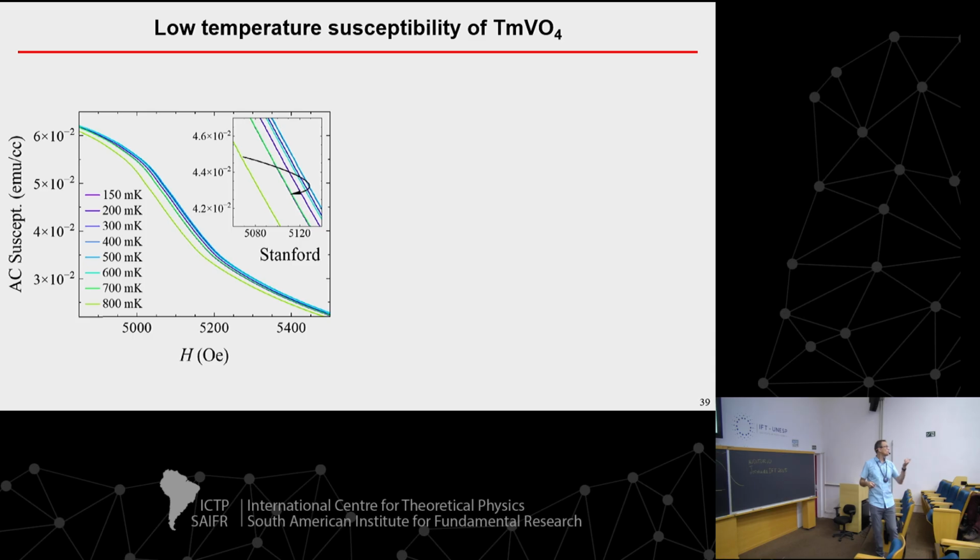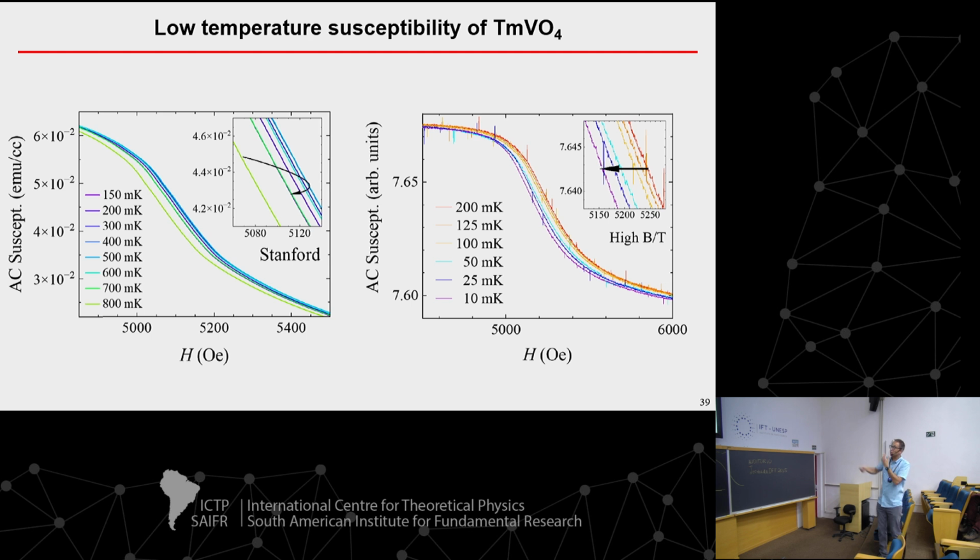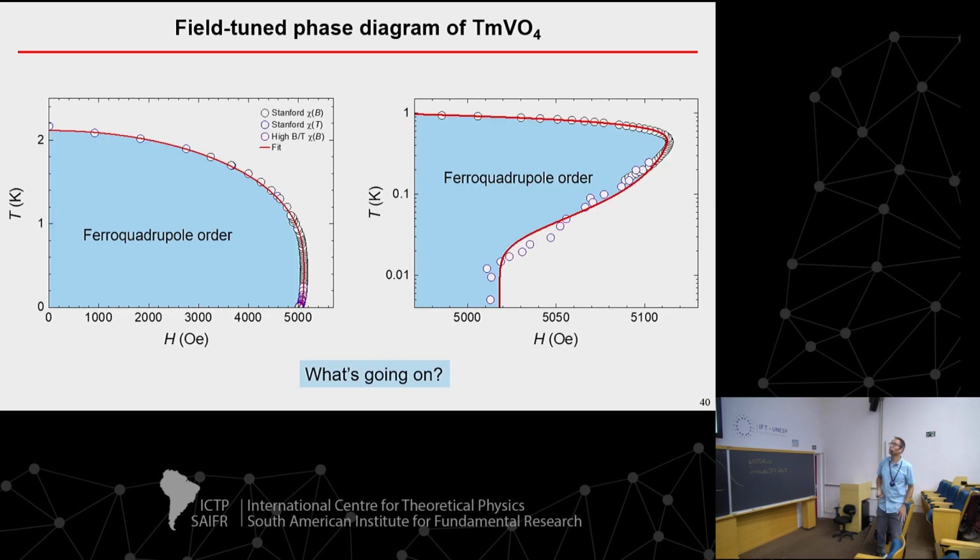So as you go to lower temperatures, the critical field moves to the right. But if you zoom in, and it's a little hard to tell from the colors, the phase transition moves to the right, then comes back to the left. A little bit strange. We took the samples then to the high B over T facility. You can measure down to 10 millikelvin, actually to 5 millikelvin. And if you zoom in here, you'll just see this keeps marching back to the left. This is a really weird phase diagram.